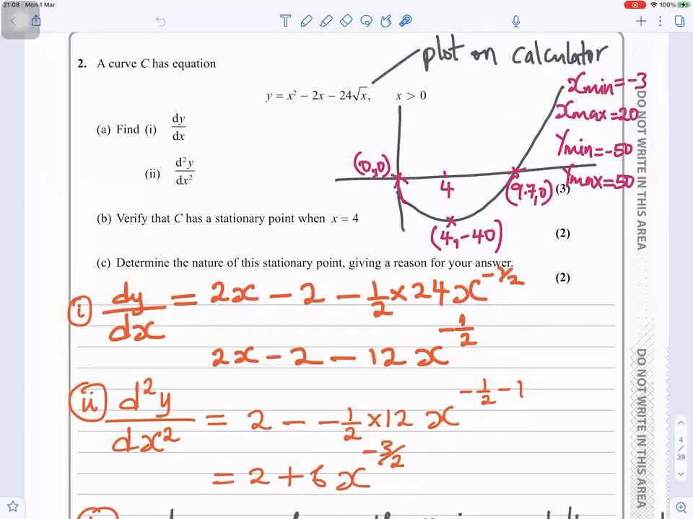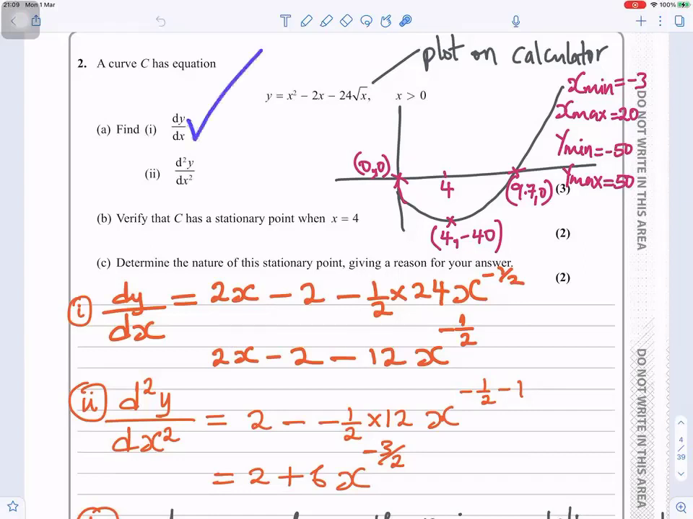And when you differentiate x to the power half, you multiply by the half times 24 times x to the half minus 1, which will be minus a half. And half of 24 is 12. So you have 2x minus 2 minus 12x to the minus a half.